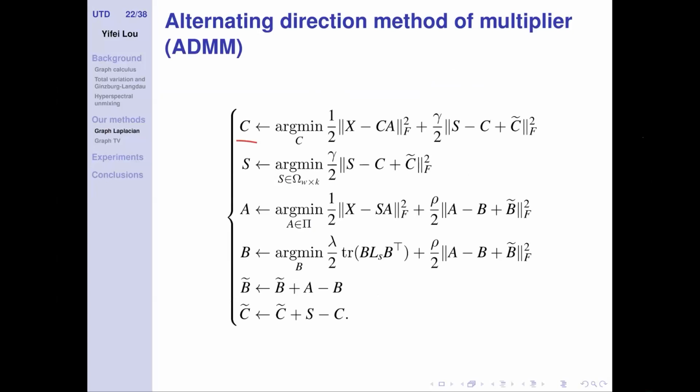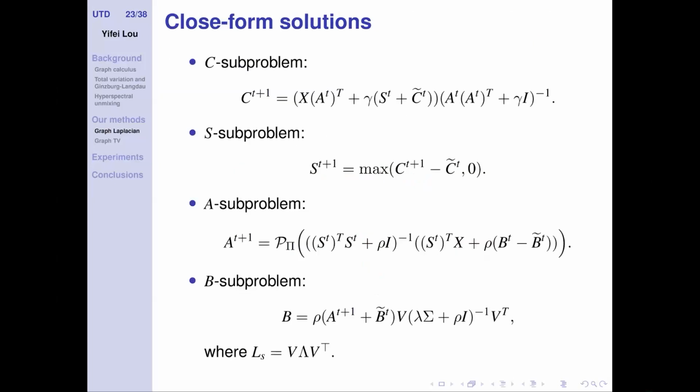For the C subproblem, it's basically a least squares type of thing, so you just do least squares inversion. For the S subproblem, you project onto the non-negative set. It's also a one-step thing. For part A, you need the sum-to-1 constraint, so again you do least squares and then project onto the sum-to-1 and the non-negative set. The B subproblem is a little bit tricky because it involves the Laplacian. But for the Laplacian, you already have the singular value decomposition, so it's not that bad. It's also very quick. So here we summarize all the closed form solutions. This one is just a max problem.